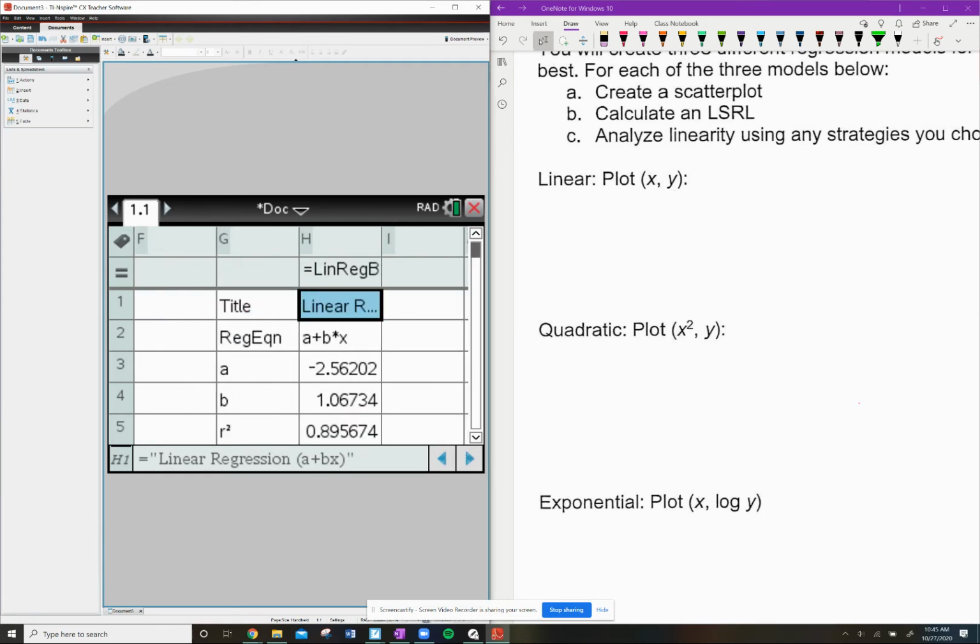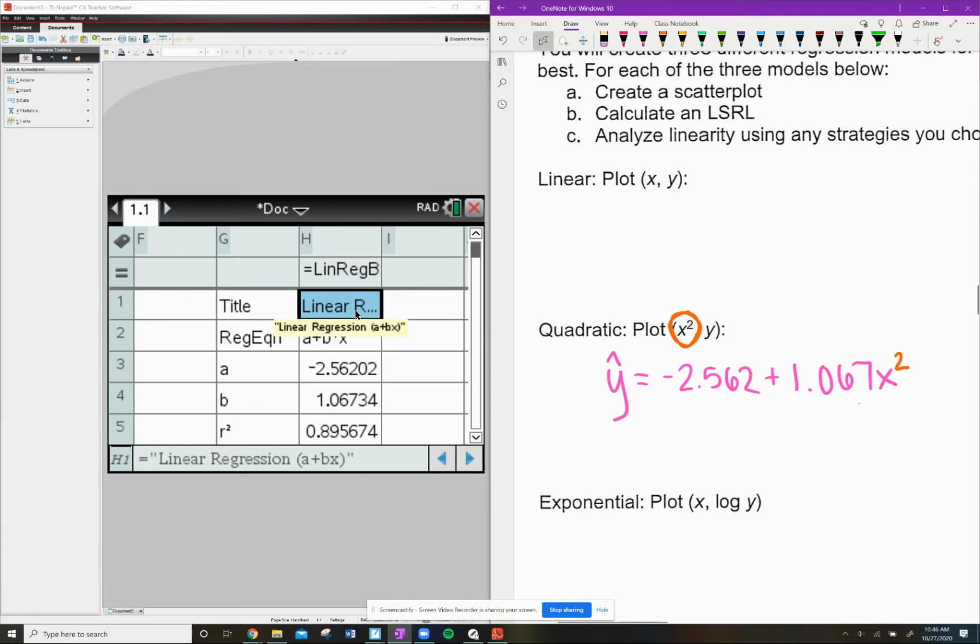So the quadratic plot here, my formula would be Y hat, remember these are predicted values, equals my A value, which is negative 2.562, plus 1.067x. Now what's different though is because it's X squared values, the X in my equation has to be X squared. And that's the only difference. So you follow the rule of whatever values you're plugging in here.